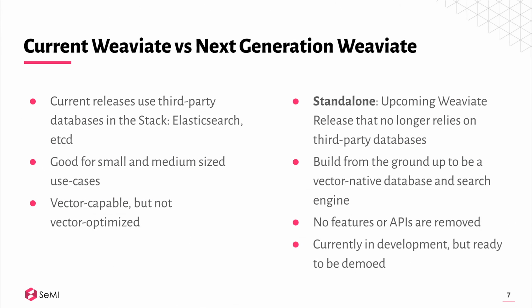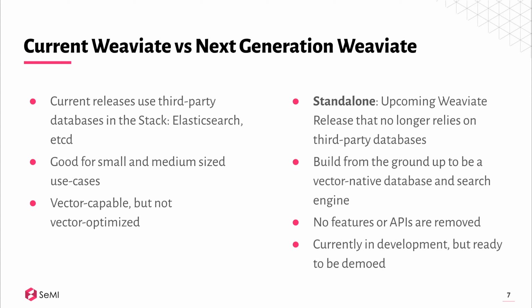So what does Standalone mean? In the current generation of Weaviate, Weaviate uses third-party databases in its stack. So if you've run our Docker Compose setup or used our Helm chart to deploy Weaviate in Kubernetes, you might have seen that there are components such as Elasticsearch and etcd. And this has worked really well so far to prove the concept, to prove the additional value that Weaviate provides with small and maybe sometimes even medium-sized use cases. This whole setup was made vector capable, but it was never vector native and it was never vector optimized. And that is exactly where Standalone comes in. So as of now, Standalone is an option.